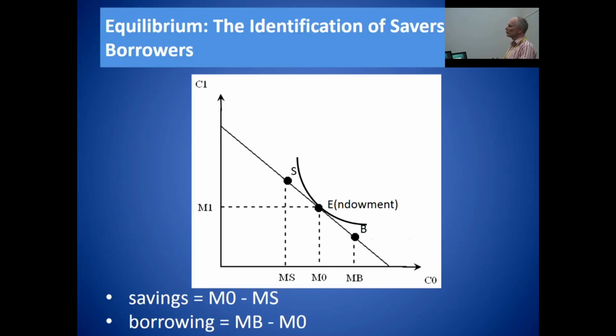Now, given what I've said, it should be fairly obvious that if there's a change in the rate of interest, that will affect the budget constraint. And likewise, if there's a change in the budget constraint, that will change where our consumer will optimally be. Will they remain a saver? Will they remain a borrower? Well, that's what we're going to do for our last part.